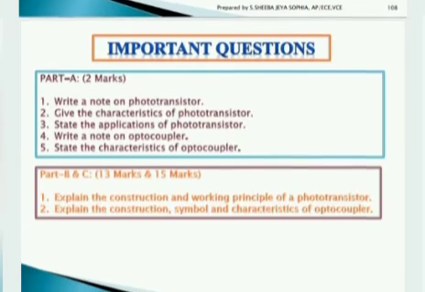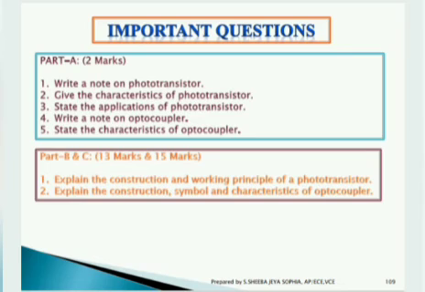Moving to the important questions regarding the topic which we have discussed now. Part A, 2 marks: write a note on phototransistor, give the characteristics of phototransistor, state the application of phototransistor, and write a note on optocoupler, state the characteristics of optocoupler. Moving to part B and C, 13 marks and 15 marks: explain the construction and working principle of phototransistor, explain the construction, symbol and characteristics of optocoupler.